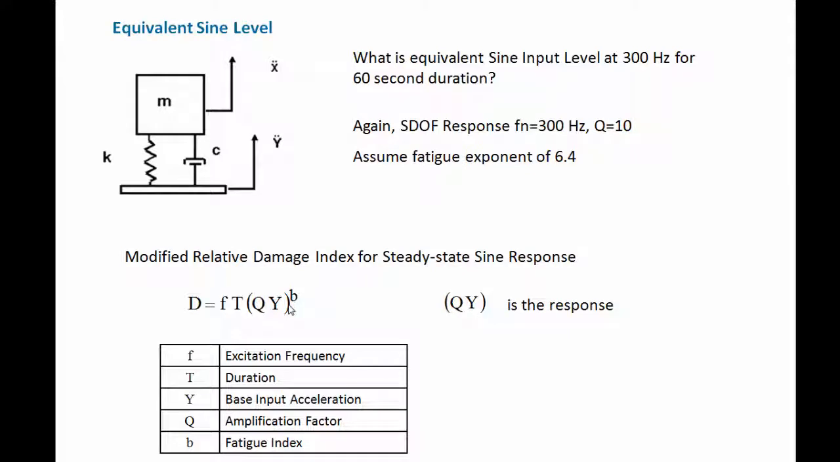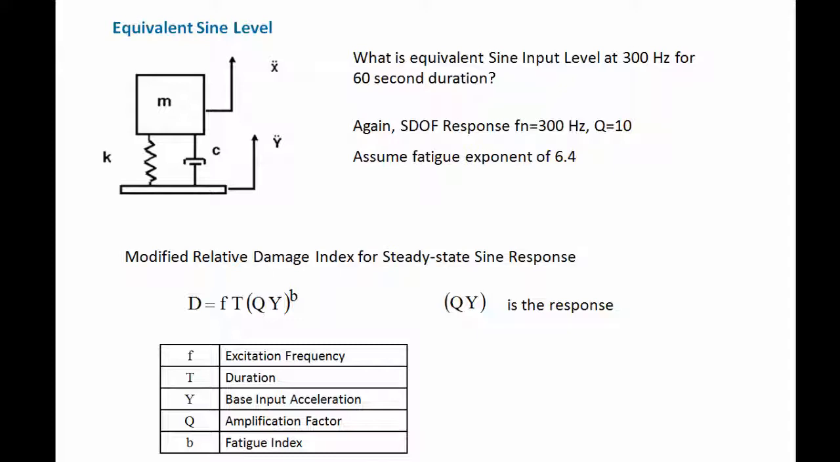So we take that response and we raise it to the exponent b, which in our case will be 6.4. Again, Q is equal to 10. And the number of cycles is very nearly trivial to calculate. We just take the frequency of the oscillator, which is cycles per second, multiply that by duration, and that's the number of cycles. That's all there is to calculating this relative damage index for steady state sine response. We don't even need a series. It's just five variables, a simple calculation. So we're going to go ahead and do that for our case.